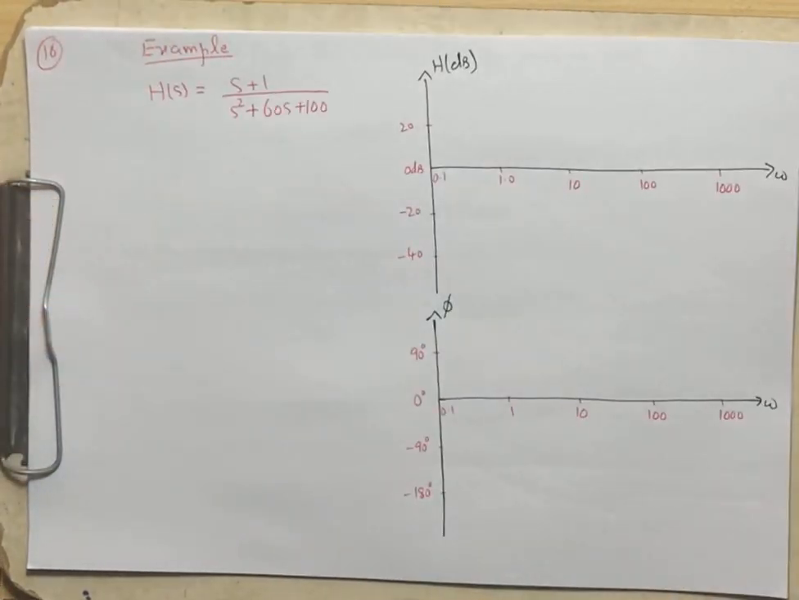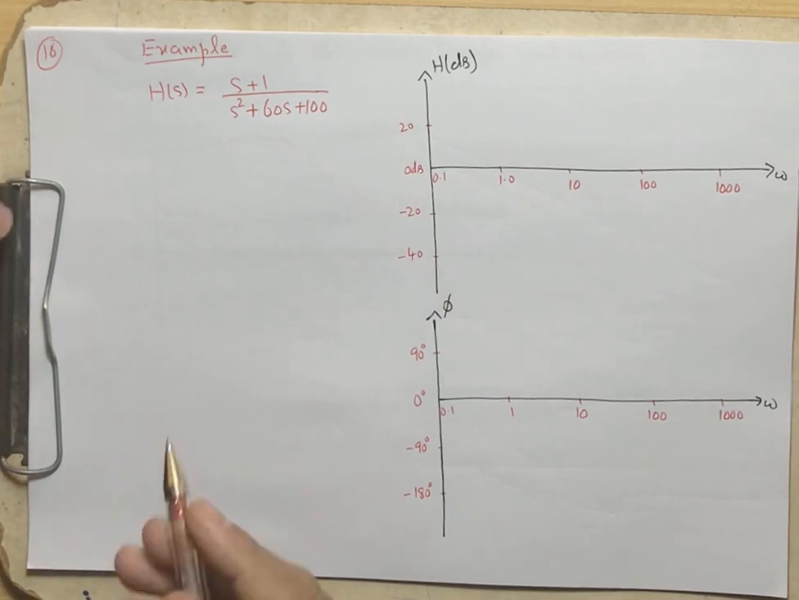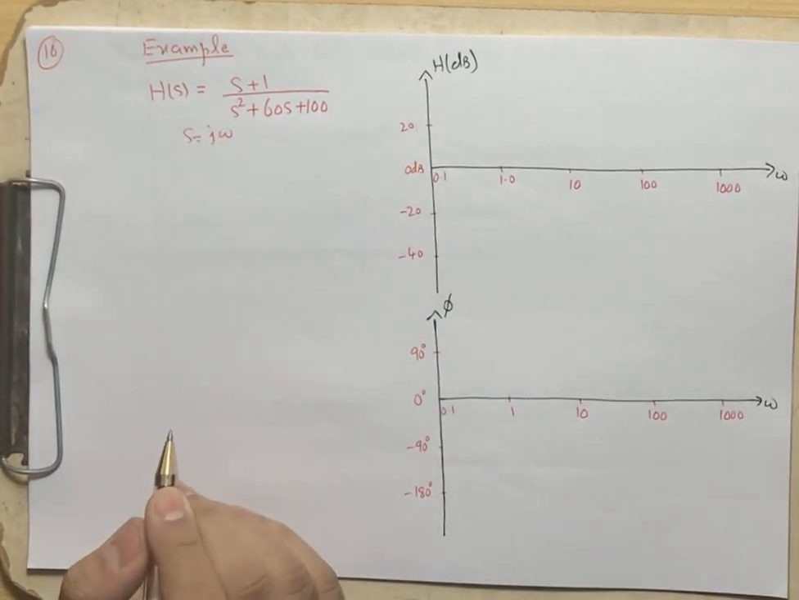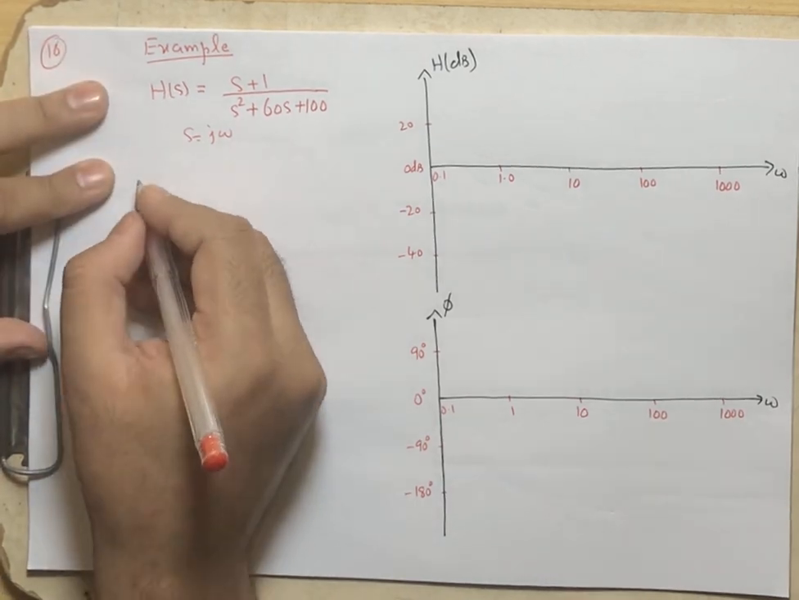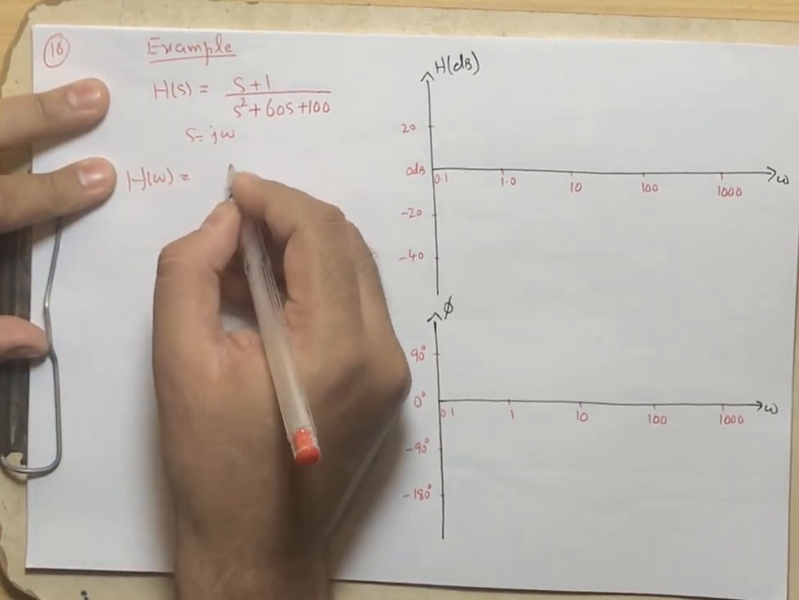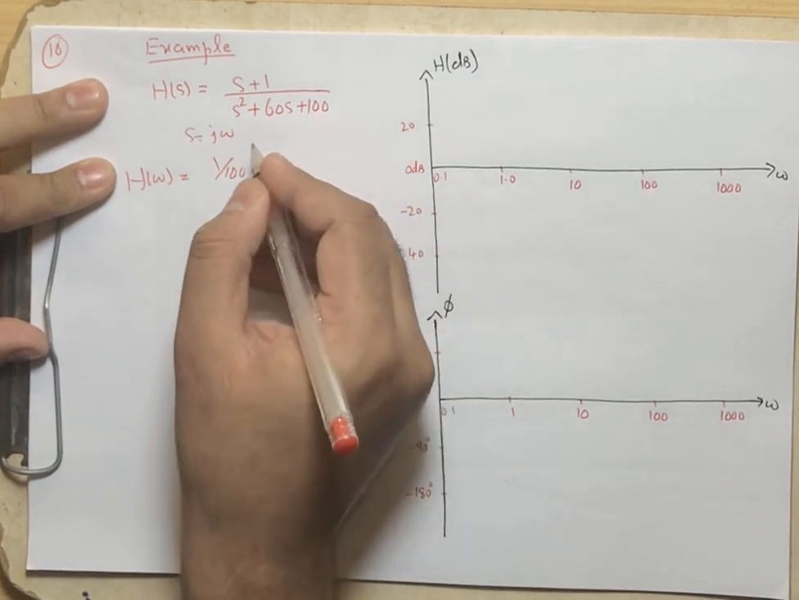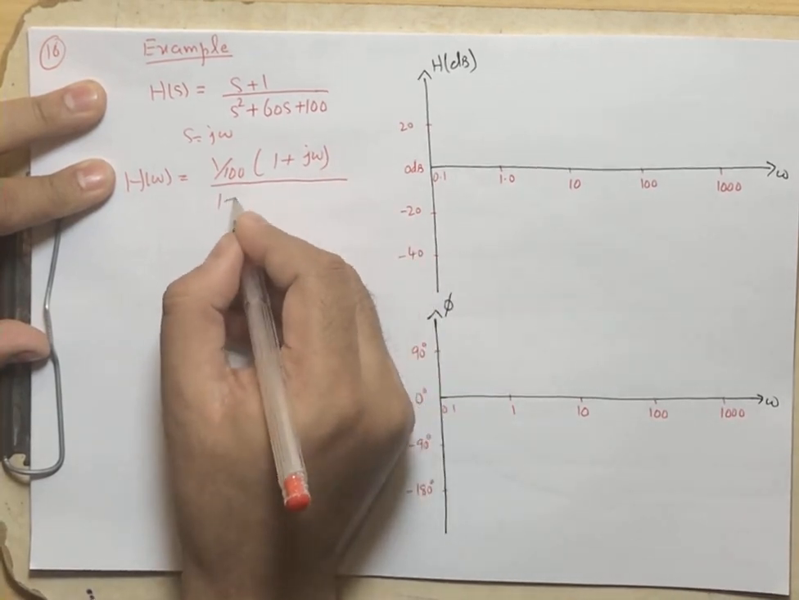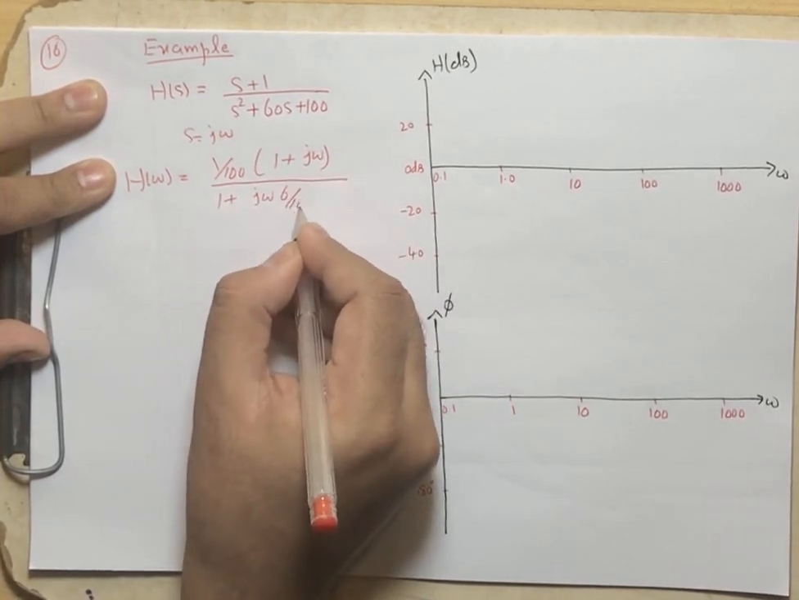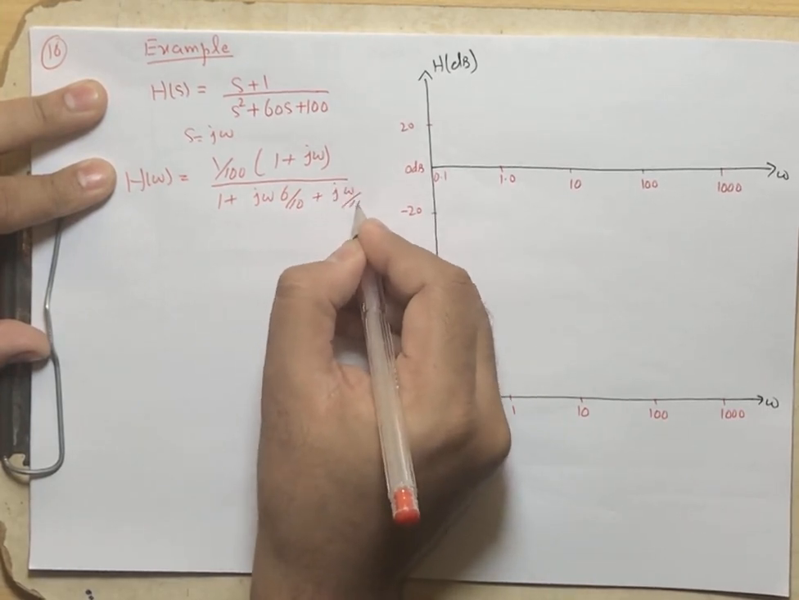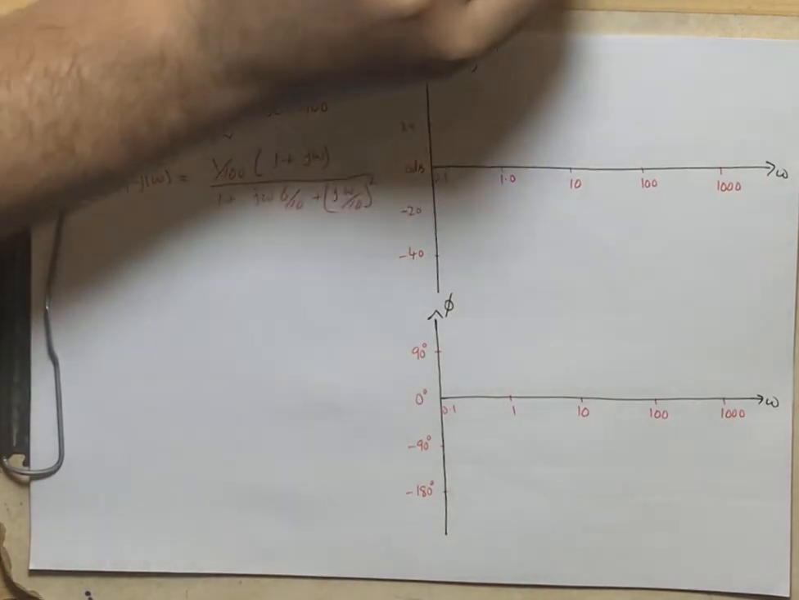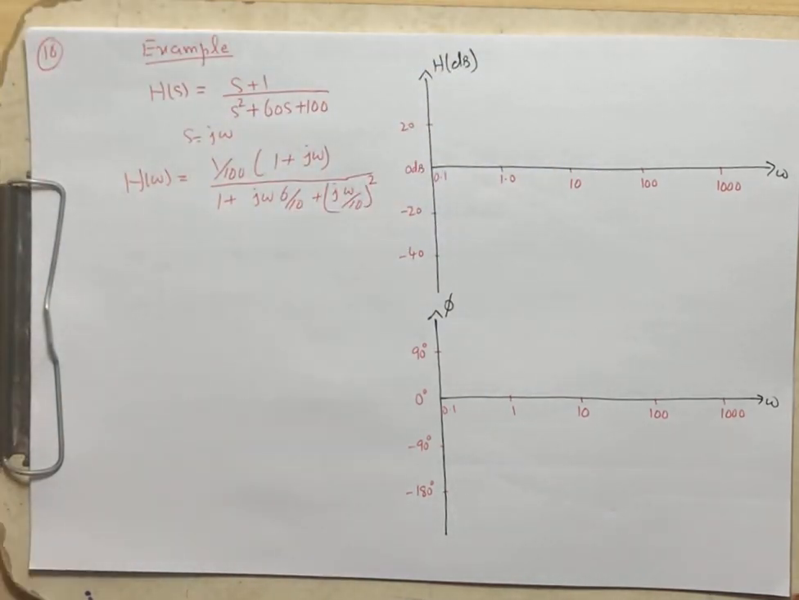Okay, let's take another example. This example we have represented in the form of s, and as you know s is equal to j omega, so you can also represent it in the form of j omega. So I can say that my H of omega will be 1 over 100, because if you take 100 out, 1 plus j omega over 1 plus j omega 6 by 10 plus j omega by 10 whole square. So this is the transfer function which we are going to compute.